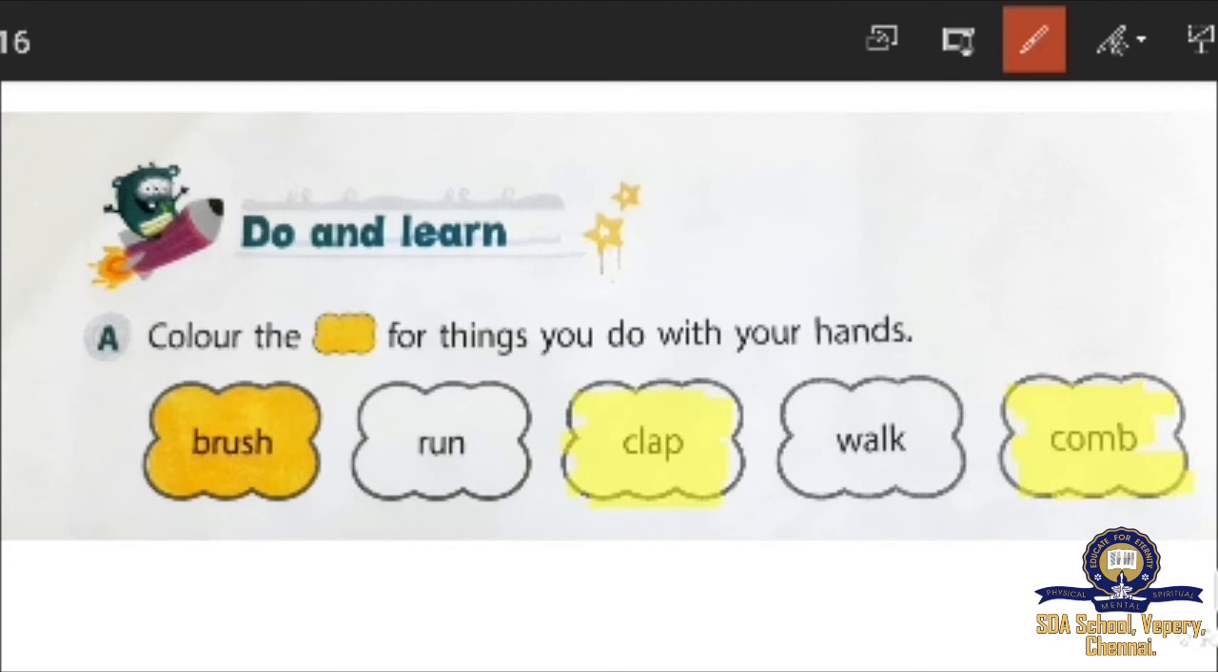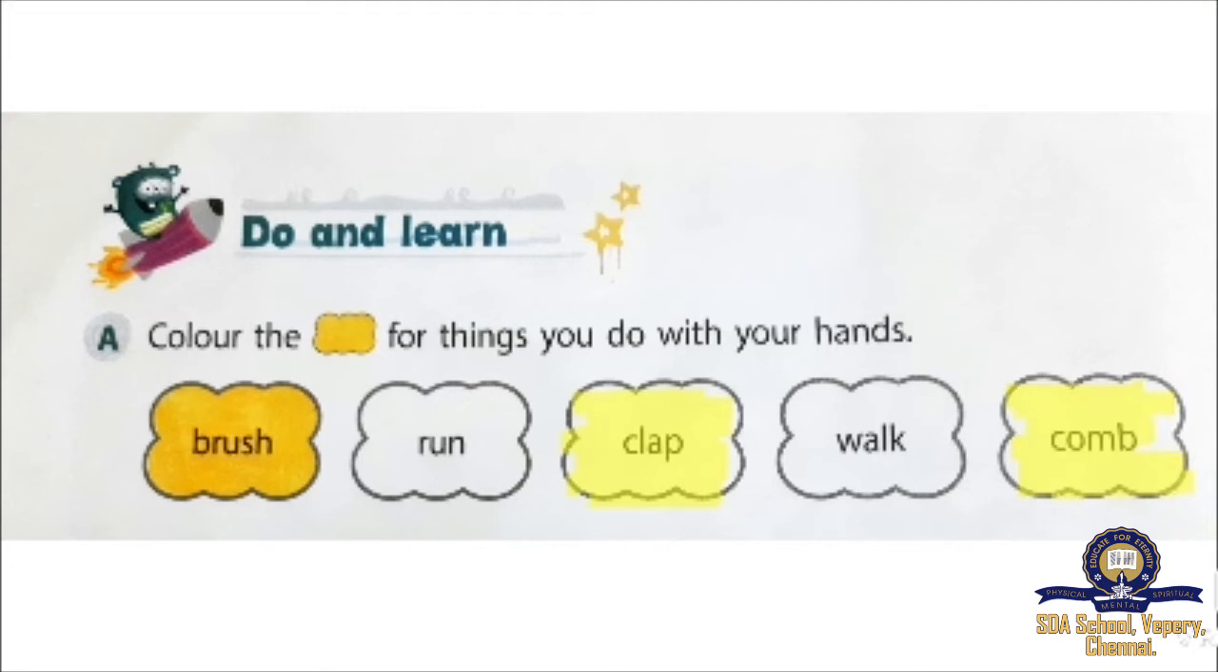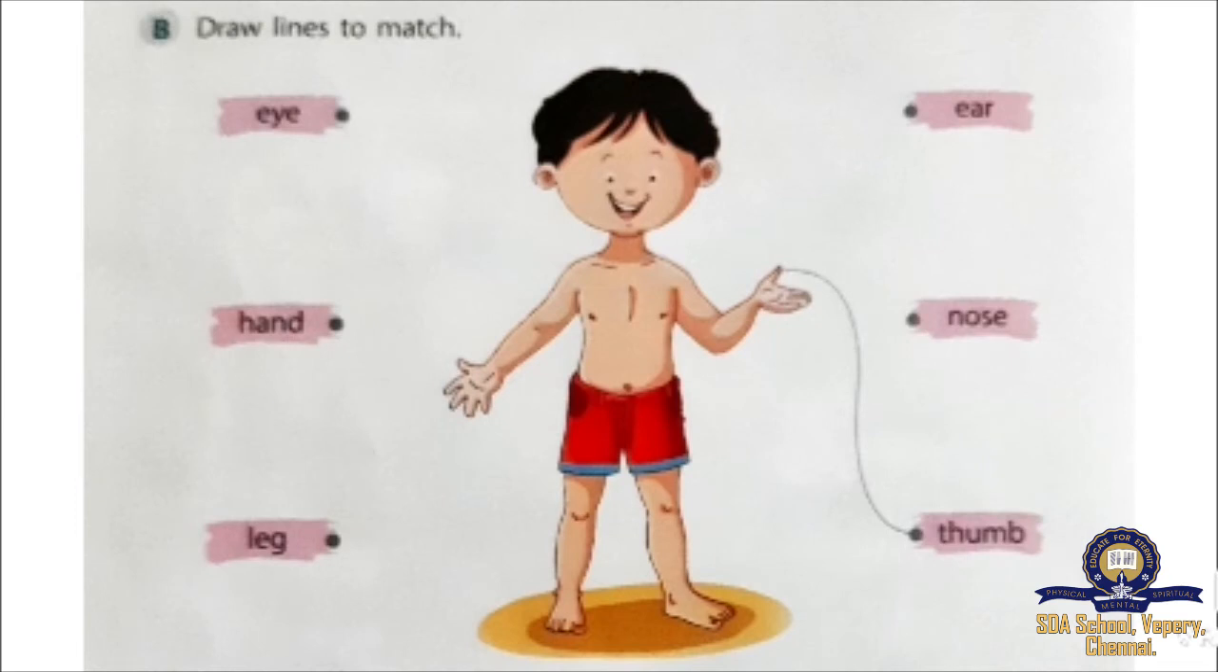Now, you understand this, children? Yes. Shall we pass on to the next one? Look at here. Now we are going to do matching. What is this? Eye. H-A-N-D, hand. L-E-G, leg. E-A-R, ear. N-O-S-E, nose. T-H-U-M-B, thumb. They already did it. So we are going to do the remaining matching. Shall we do it now?